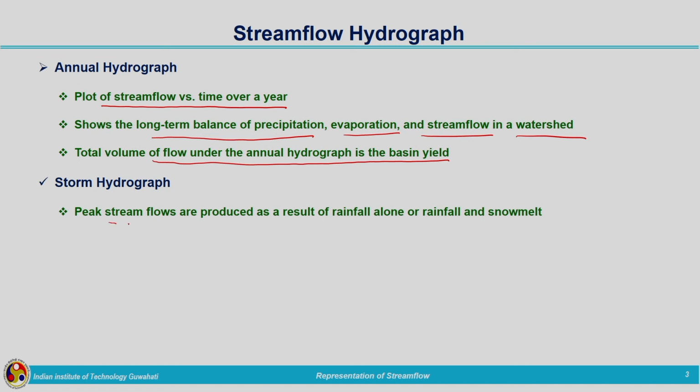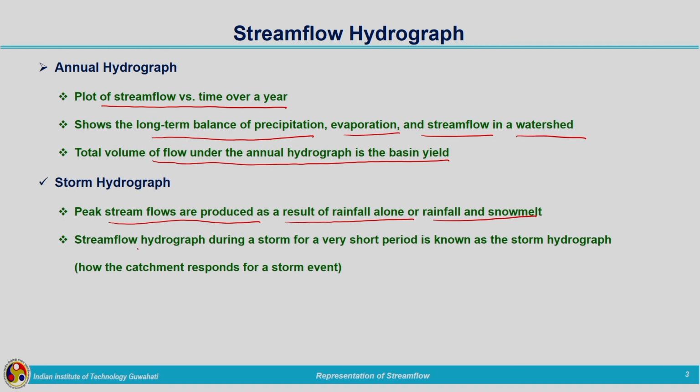So, peak stream flows are produced as a result of rainfall alone or rainfall and snow melt. Some of the catchments will be getting water due to rainfall and snow melt, and some other catchments will be experiencing runoff based on rainfall only. So, the peak stream flows are observed during the time of rainfall, and in the catchments where the snow melt is also taking place, it is a combination of rainfall and also snow melt.